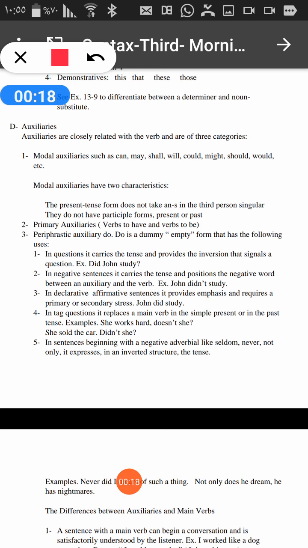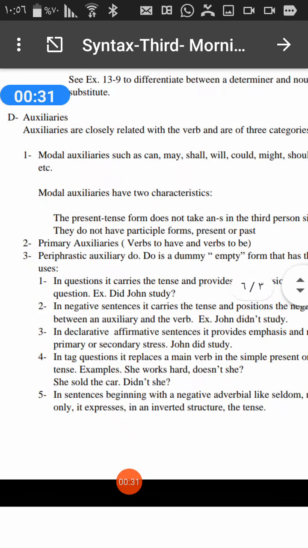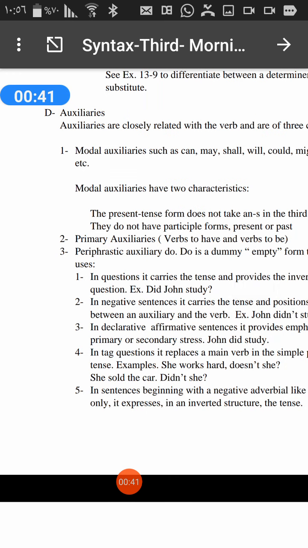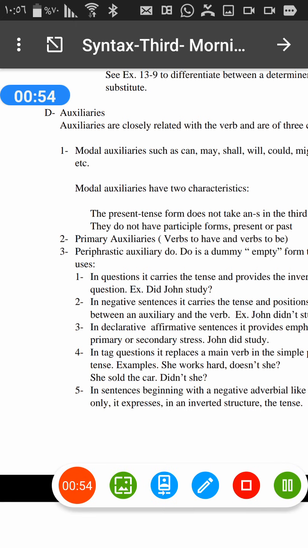Now we talk about section D, which is titled auxiliaries, الأفعال المساعدة. What are auxiliaries? ما هي الأفعال المساعدة? Auxiliaries are closely related with the verb and are of three categories. The auxiliaries are those verbs which are used with the main verbs. For example, he is playing, he is reading, she is reading. All these are auxiliaries. Now we come to the types of auxiliaries.